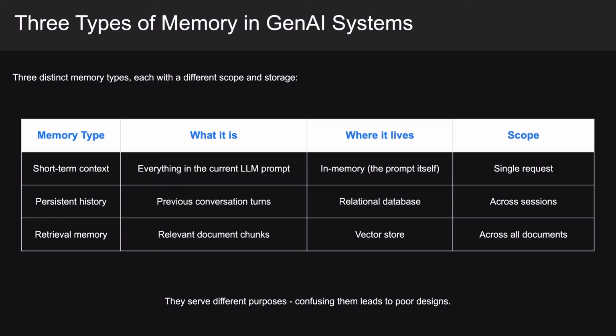Retrieval memory is your document knowledge base in the vector store. It doesn't store conversation, it stores knowledge that any query can retrieve from. Each type has a different job, a different storage home, and a different scope. Get the boundaries right and your system becomes much easier to reason about.